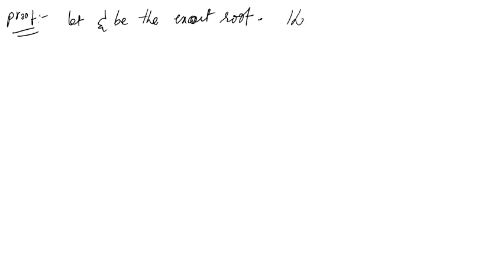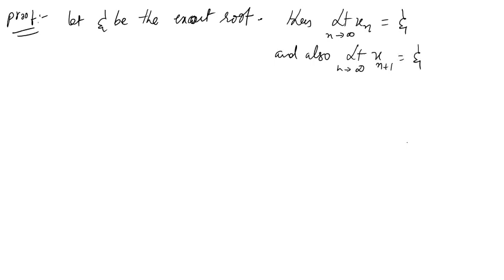Okay, see the proof. Let xi be the exact root. Why am I defining xi? Because I have to calculate the error term. Xi be the exact root. Then limit of x_n as n tends to infinity is xi, and also limit as n tends to infinity of x_{n+1} is the same xi.